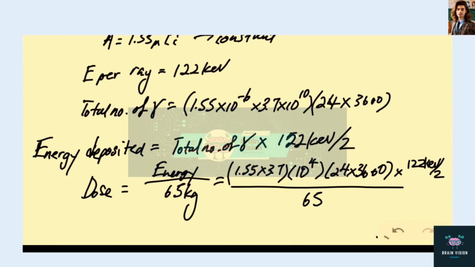Now the only issue over here is that energy in terms of keV has to be converted into joules, since the dose is actually in terms of joules per kg. So to convert from keV to joules, we multiply an additional factor of 1.6 times 10 to the power minus 16 joules per keV, right, to convert to joules.